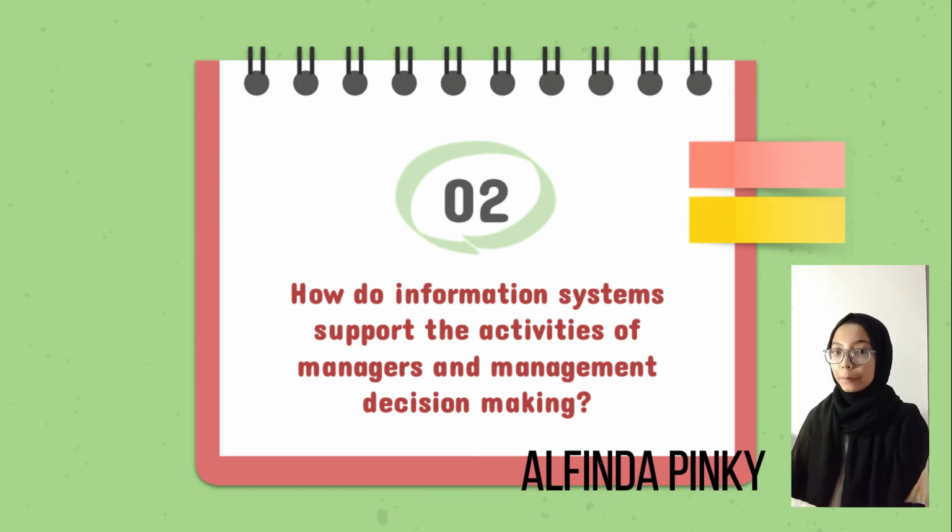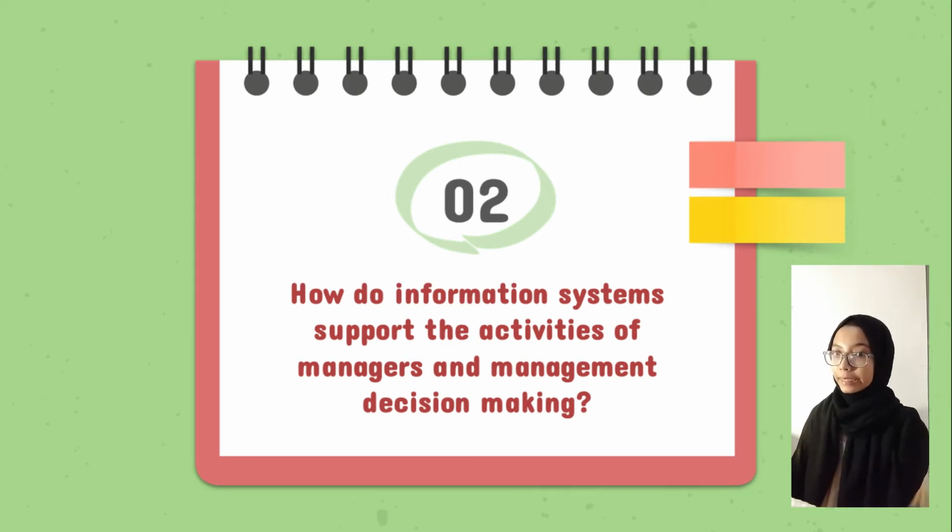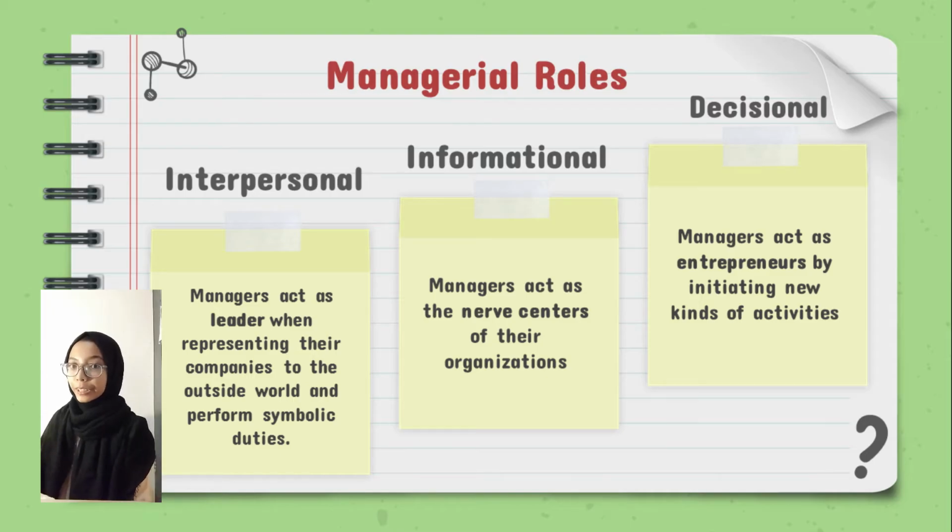Hello everyone, my name is Alfinda Tamara, and I will continue to our next topic. How do information systems support the activities of managers and management decision making? The first one is managerial roles. There are three main roles of managers in every company. The first one is interpersonal role. Managers act as a leader when representing their companies to the outside world and perform symbolic duties, such as giving out employee awards, motivate, counsel, and support subordinates.